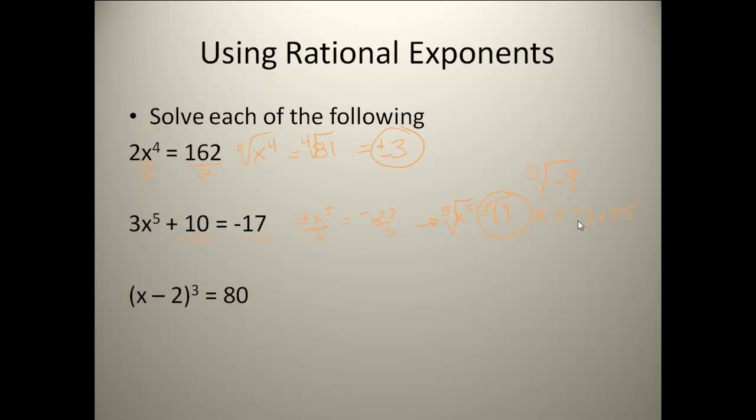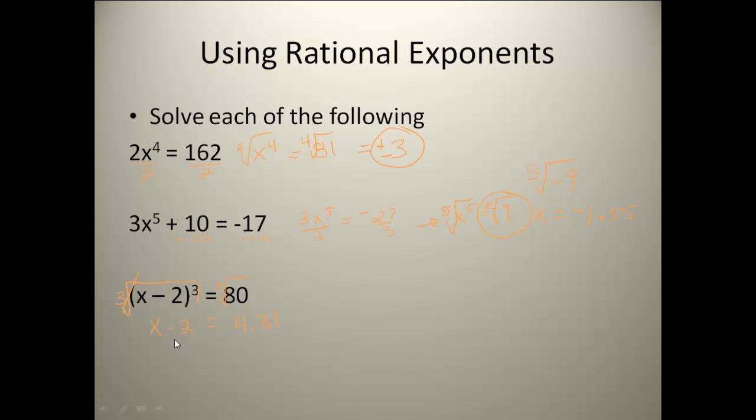And here's another one for us to solve. Now this one, I can't get to that minus 2 yet because it's inside the parentheses, and I need to get rid of the parentheses first. Well, I can't get rid of the parentheses until I get rid of this exponent. So I need to undo this 3 here, and I do that by taking the cubed root of both sides. Well, when I take this side's cubed root, I'm just left with an x minus 2. And when I take the cubed root of 80, I'm going to get about 4.31.